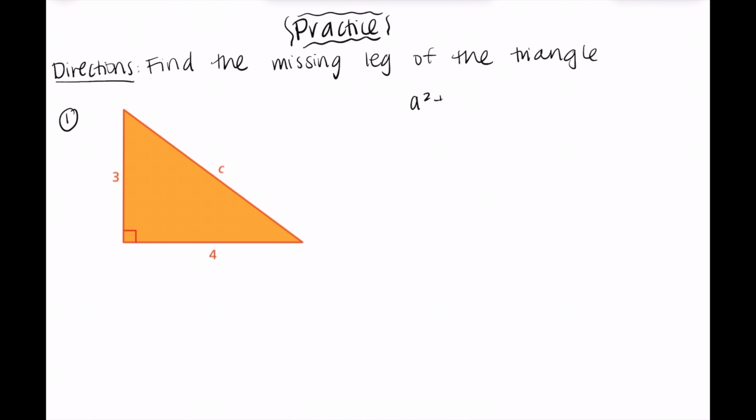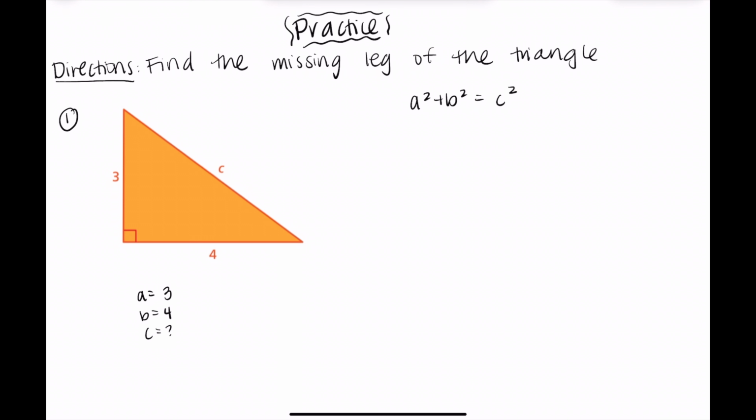So I'm going to write the Pythagorean theorem, a squared plus b squared equals c squared. We are given a, we know that a equals 3. We are given b, we know that b equals 4. And we are looking for c. We are solving for our hypotenuse here.